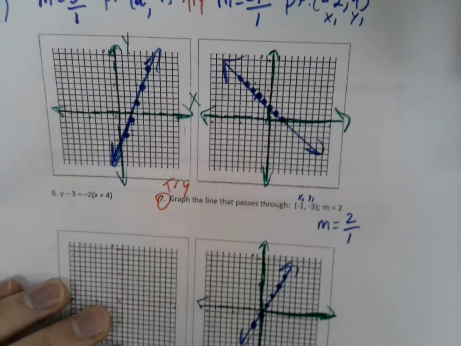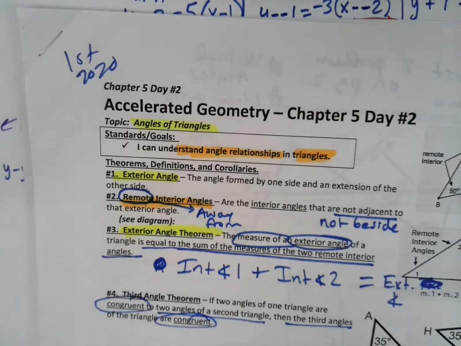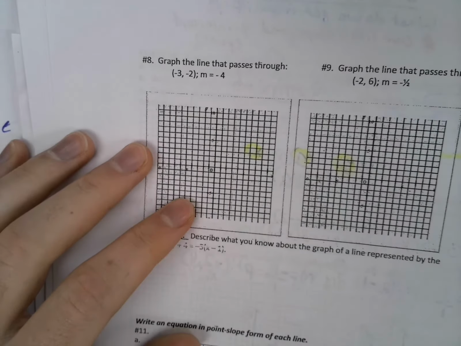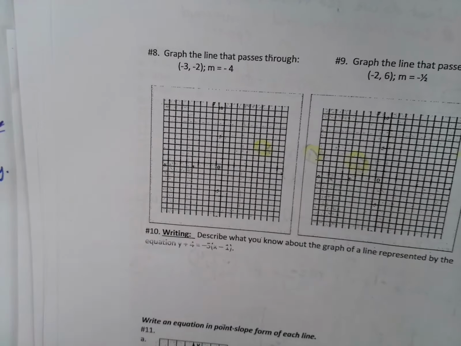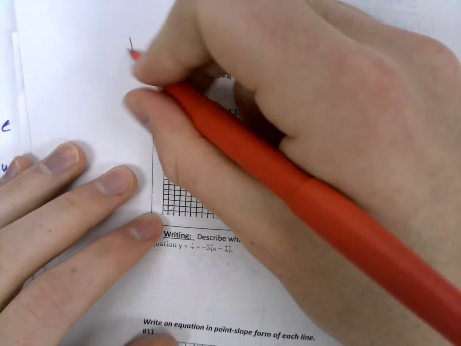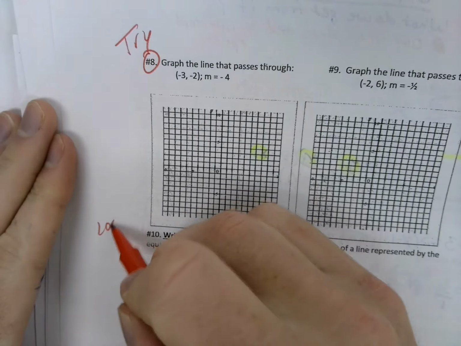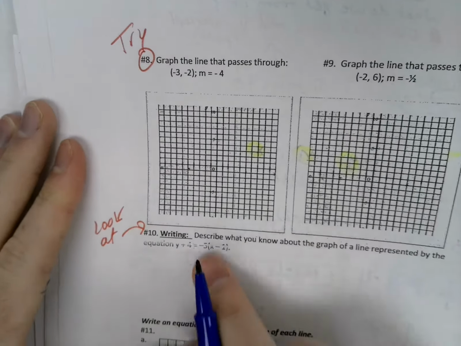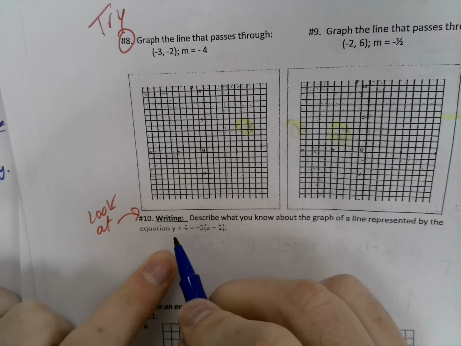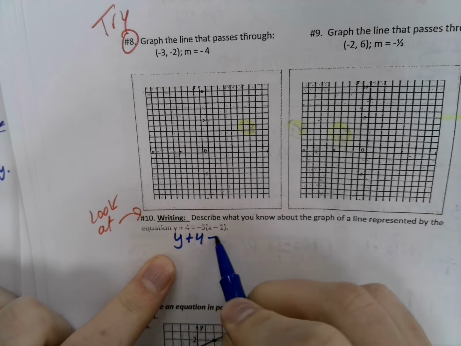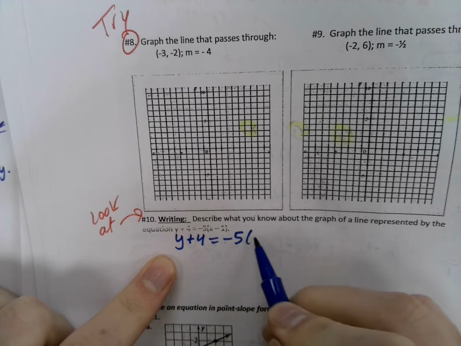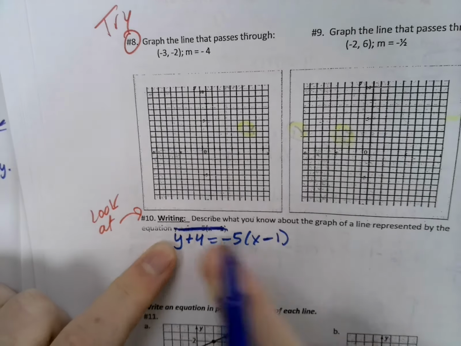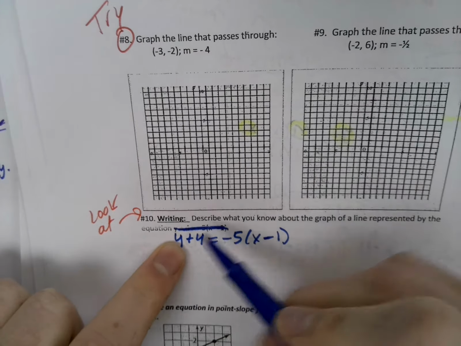All right, guys, on to the back page. I'm going to let you guys try number 8. And then I want you to look at 10. And again, if you can't read this, I'm sorry, it didn't print the best. This is y plus 4 equals -5 times x minus 1. So if you can't read that very well, that's what that said right there.